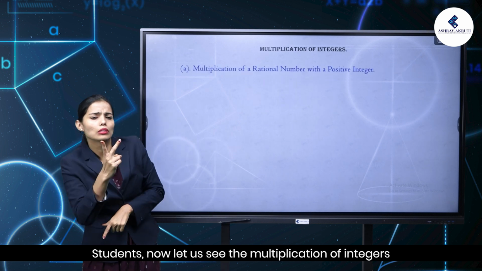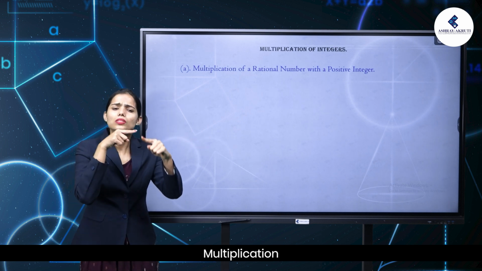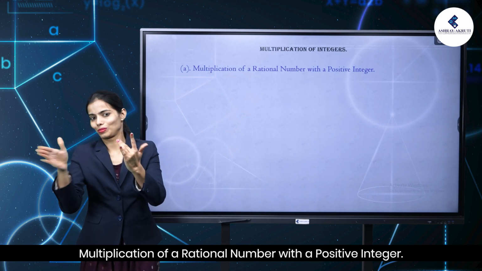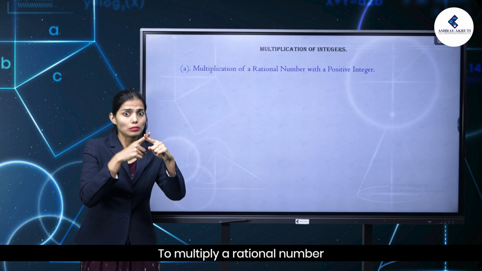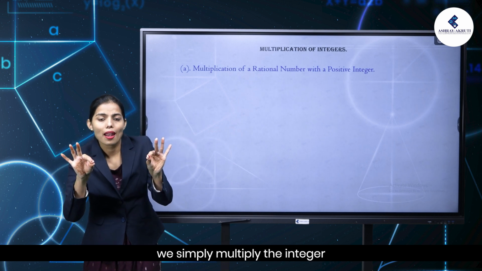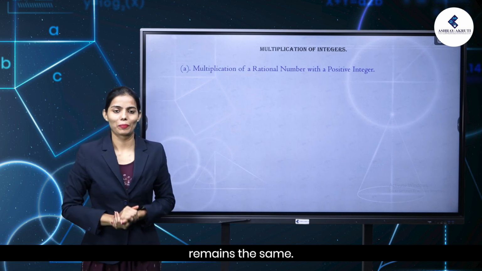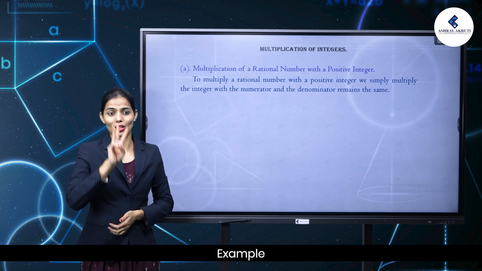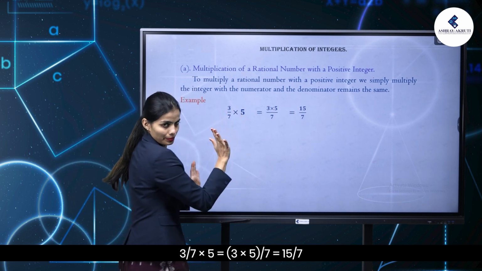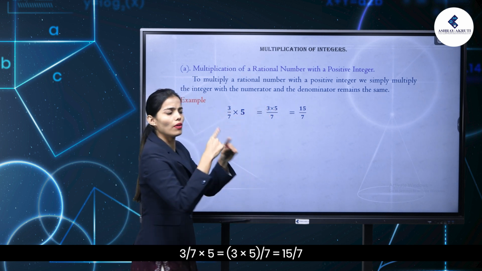Students, now let us see the multiplication of rational numbers. Multiplication of a rational number with a positive integer. To multiply a rational number with a positive integer, we simply multiply the integer with the numerator and the denominator remains the same. Example. 3/7 into 5 is equal to (3 into 5)/7, which is equal to 15/7.